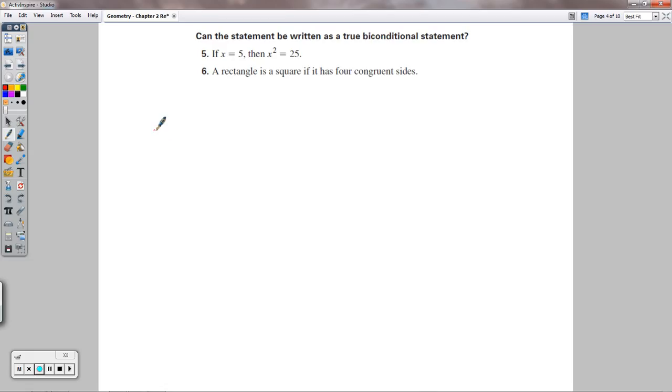Number 5 and 6, can the statement be written as a true biconditional statement? So here's number 5. A biconditional statement, when you see that prefix bi, you should think to, like a bicycle, or think both. In this case is a better way to think of it. Does it work in both directions? Does it go both ways? If x equals 5, does it have to be true? Does x equals 5 imply that x squared must equal 25? Is that true? Yes, it is. So this is true.